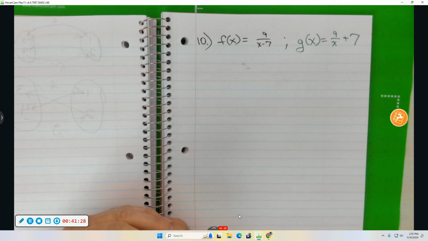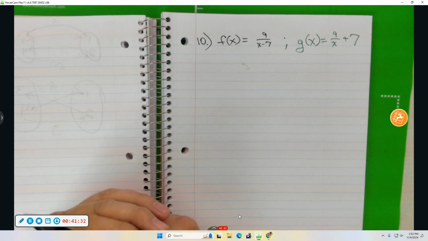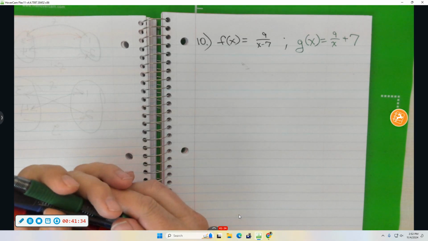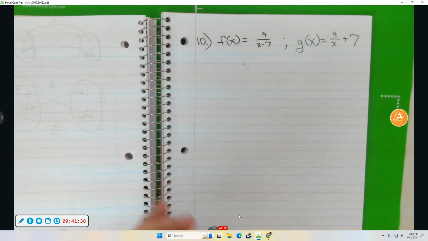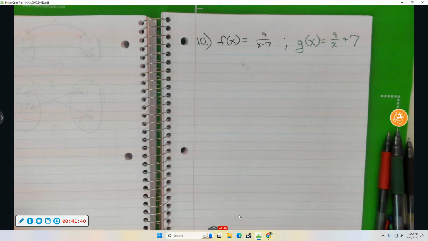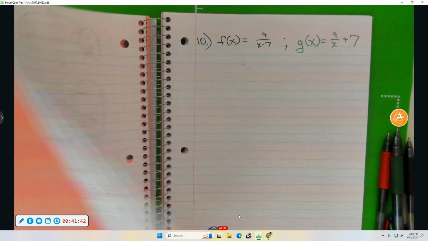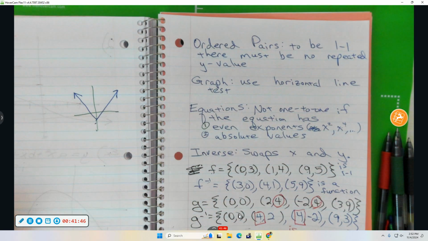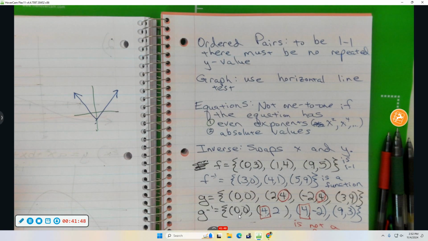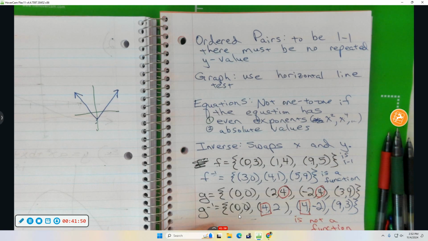Well, I know one thing. Both of these functions are 1 to 1. I can convince myself there's not going to be any repeated y values. And you say, well, how did I know that? It's the statement I wrote over here. Where was it? Let's see. Here it is.